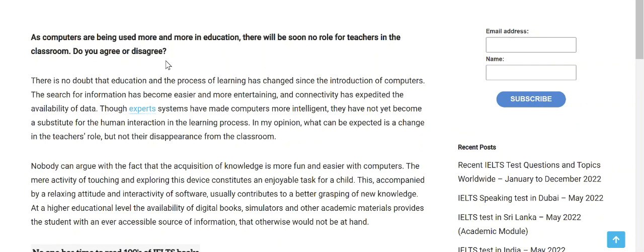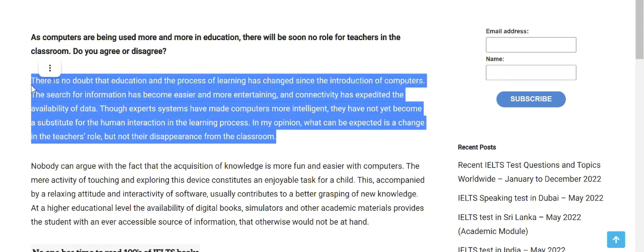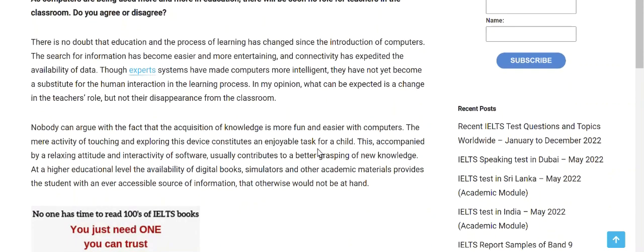Okay, the question is about the usage of computers in education, and maybe the disappearance, the removal of the teacher's role or not. In the first paragraph of this type of writing, you will express the whole idea of the question. The question, the first side, the second side, your side. Where do you put yourself in this question? What is your opinion about it?